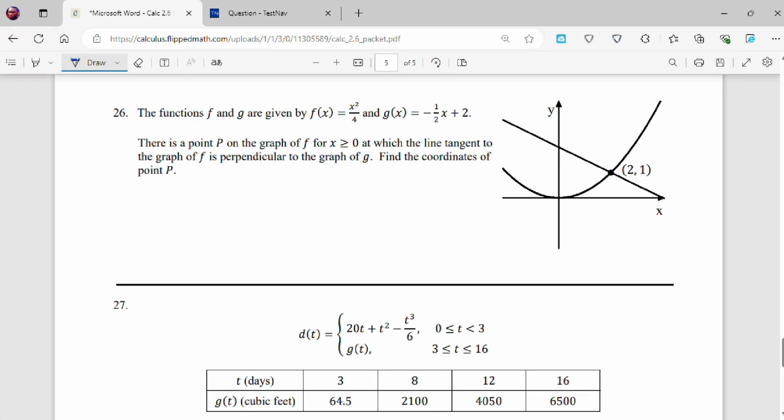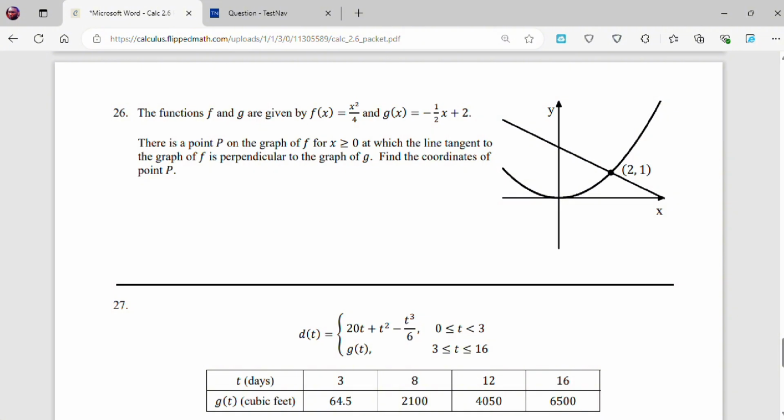Okay. Question 26. The functions f and g are given by f of x equals x squared over 4 and g of x equals -1/2 x plus 2. There is a point on the graph of f for x greater than or equal to 0 at which the line tangent to the graph of f is perpendicular to the graph of g. Find the coordinates of point P.